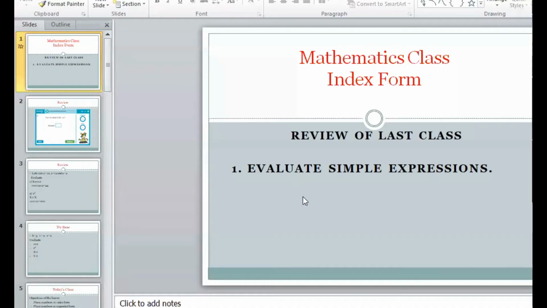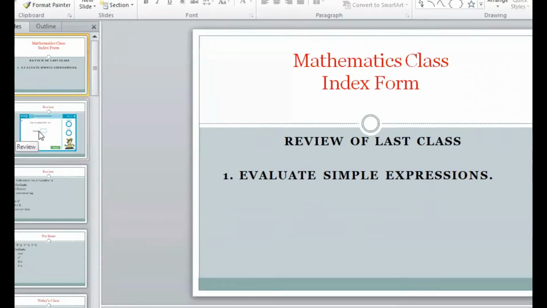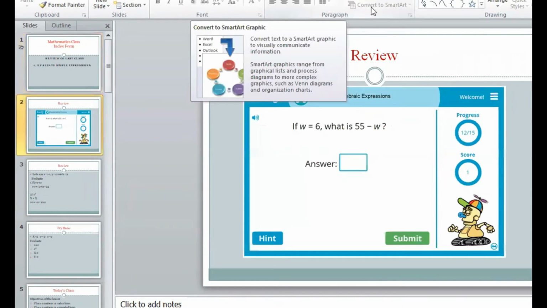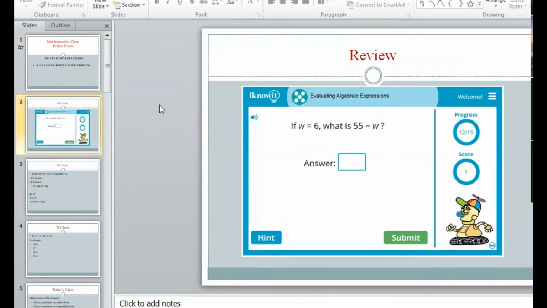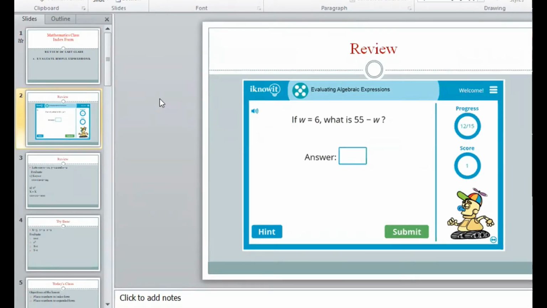We will be looking at what we did last class first. So last class we looked at evaluating expressions, evaluating simple expressions, right? And you had this particular question. Remember that question? If W equals 6, what is 55 minus W?